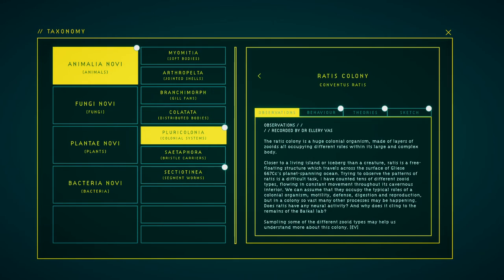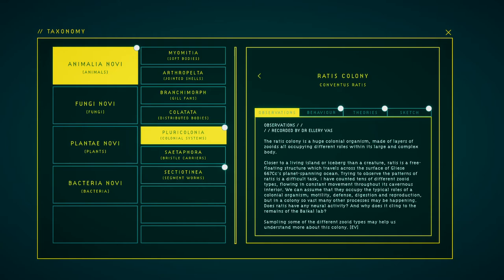The Raptis colony is a huge colonial organism made of layers of zooids, all occupying different roles within its large and complex body. Closer to a living island or iceberg than a creature, Raptis is a free-floating structure which travels across the surface of Gliese 667Cc's planet-spanning ocean. Trying to observe the patterns of Raptis is a difficult task.